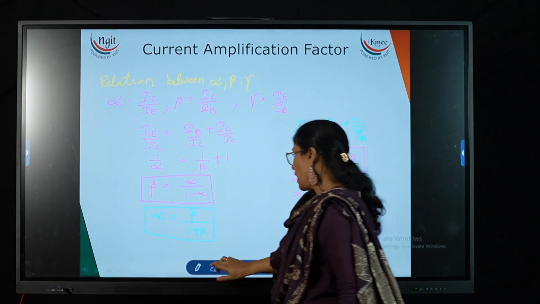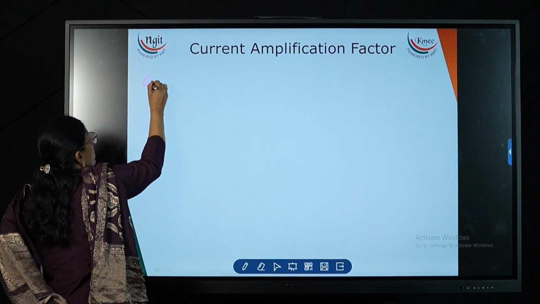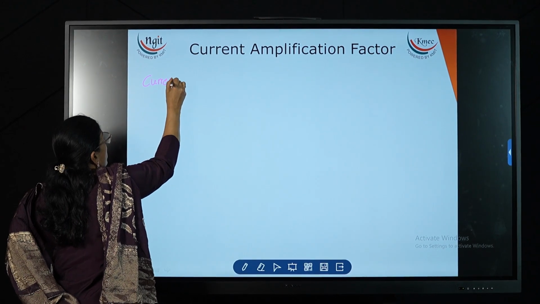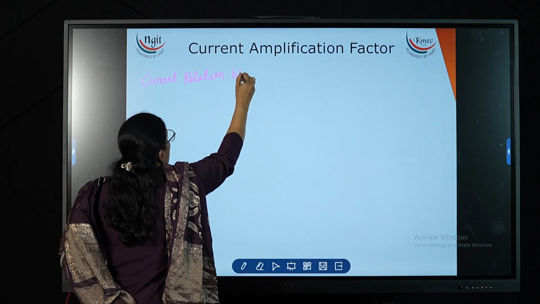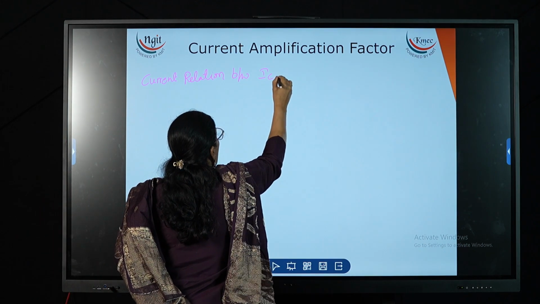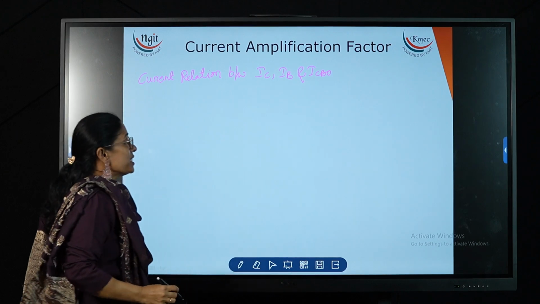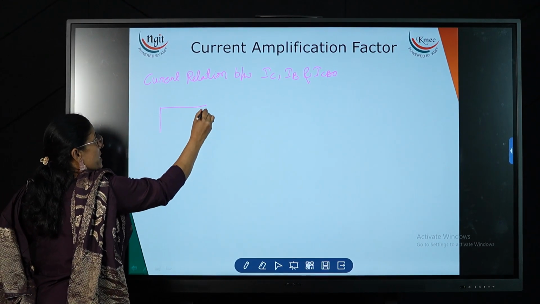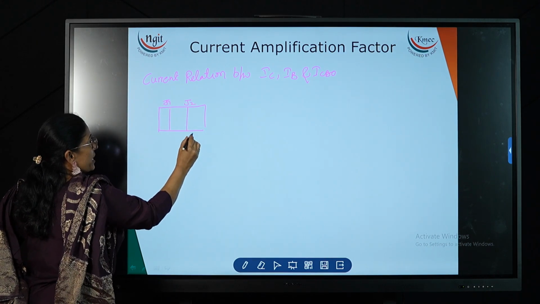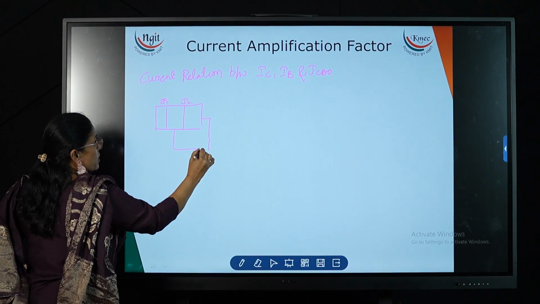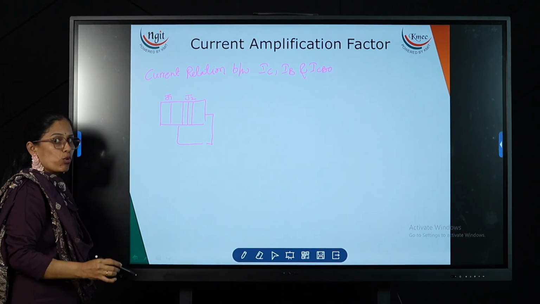Now we try to calculate the current relation between IC, IB and ICBO. Now what is this ICBO? If this is a transistor and we connect reverse voltage to junction 2, then the depletion region forms and the depletion width is more.